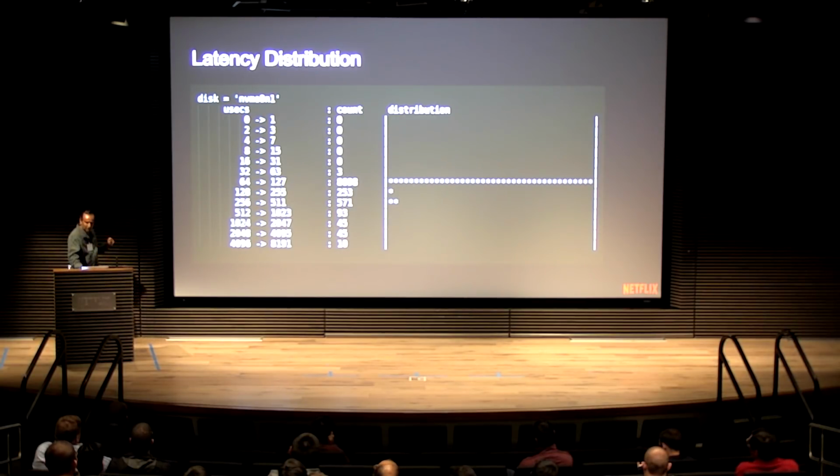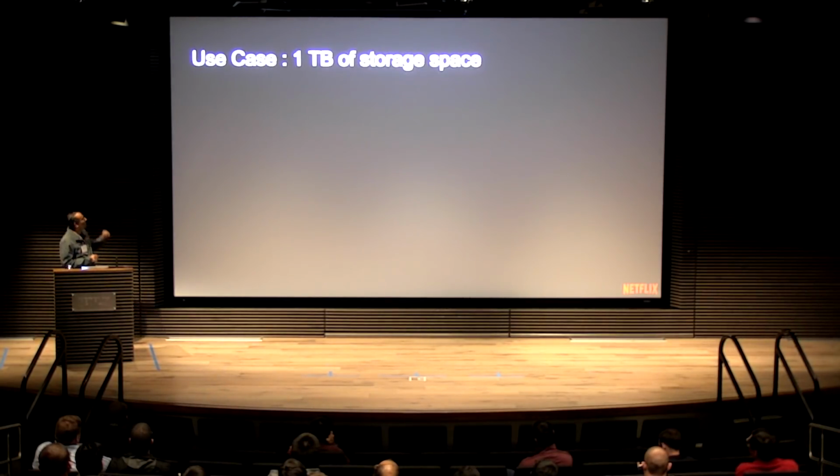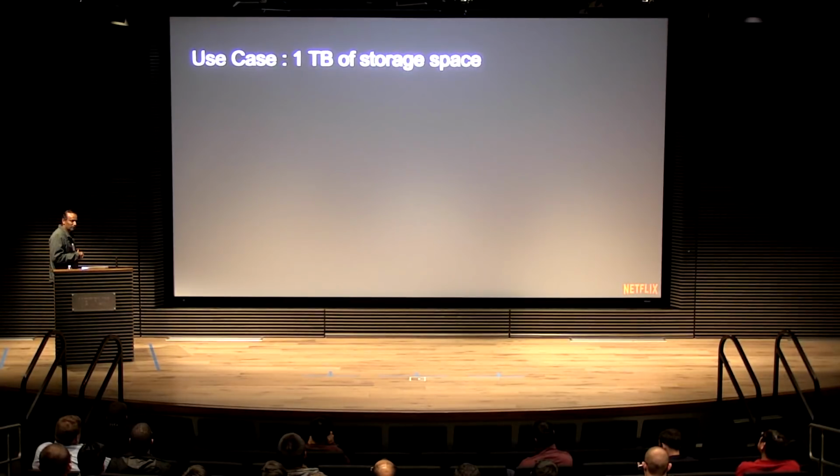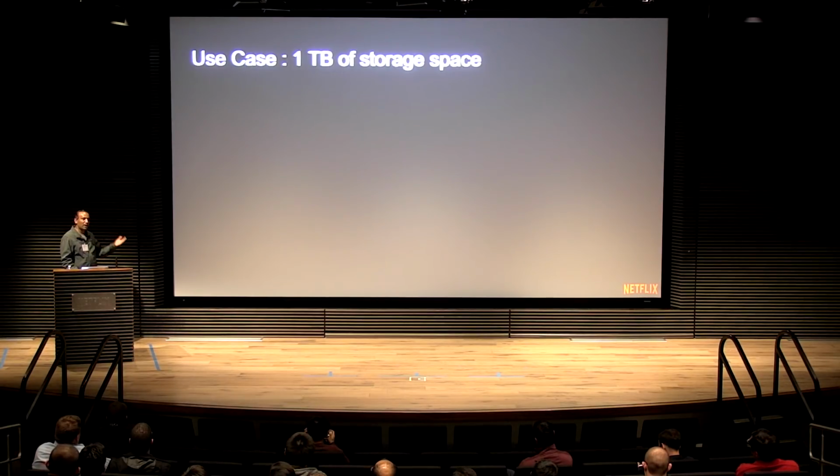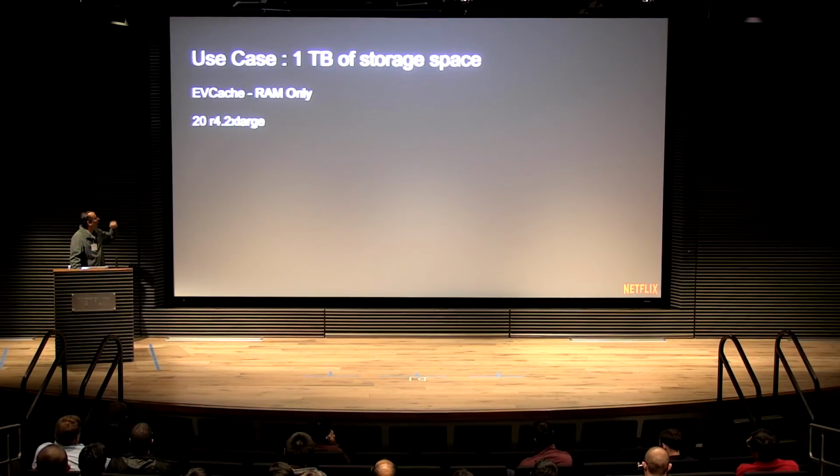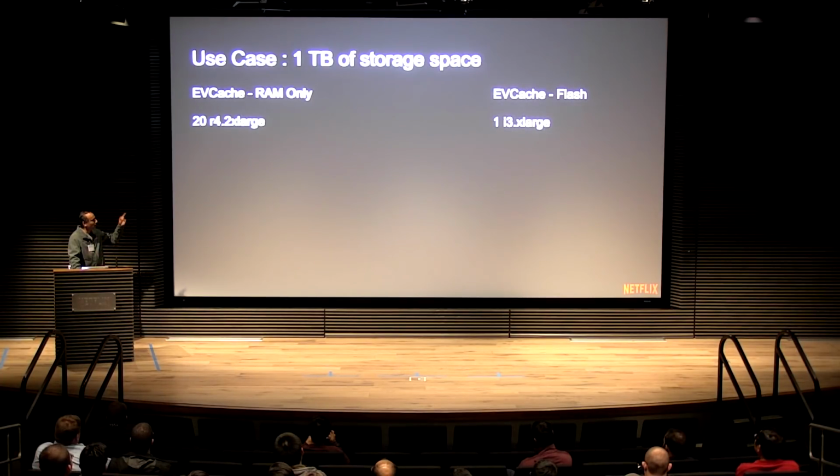So now let's take a use case where we want to store a terabyte of data. If you want to store it in EV Cache Classic, which is a RAM-based caching, you end up requiring 20 R4 2xlarges. Whereas if you want to store this data in Memcached Flash, all you need is just one i3 xlarge. So that was huge cost savings for us, right?